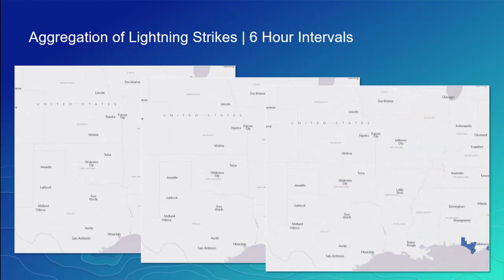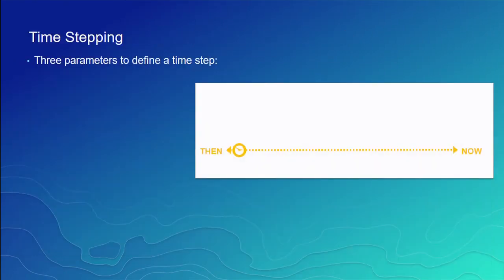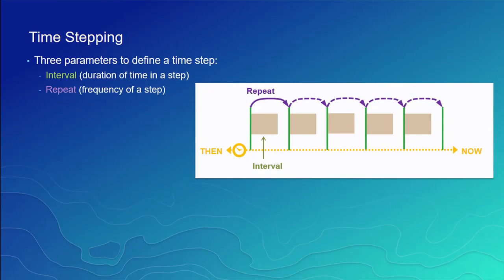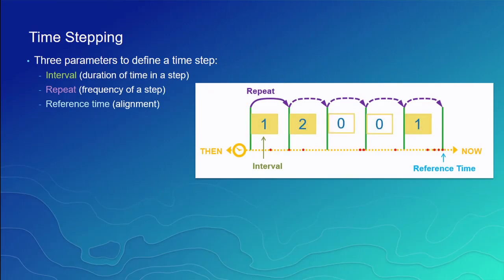So I've mentioned time stepping a bit, but I haven't gone into any details. I did the 1 month example, but there are actually 3 parameters for time stepping. There's the interval, so how long is the time step? The repeat, how often you're actually going to repeat that time step, and the reference time, where you're going to align it. So for example, if I had hourly time steps, I would only need to specify one of those, and I would say the interval was 1 hour.